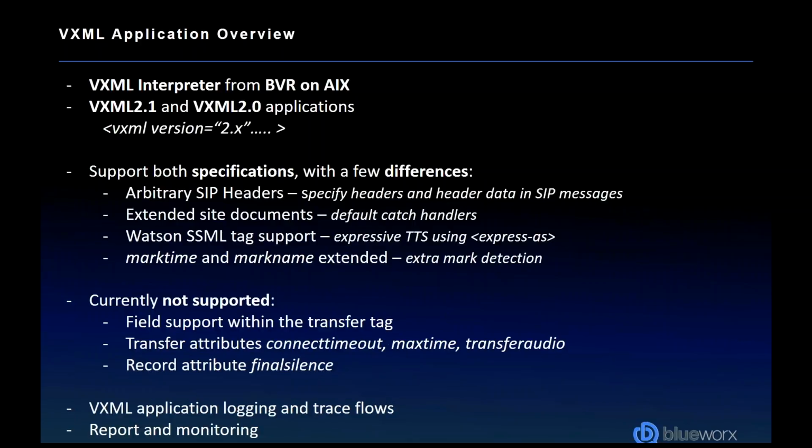So to go over the main differences, even though we support both specifications, we've built on it slightly. First, the arbitrary SIP headers, both inbound and outbound. The BVR APIs for CCXML and VXML can be used to specify and extract headers and header data that are sent in SIP messages. That might sound a bit confusing, but I'll be going into further detail on this in the next couple of slides.